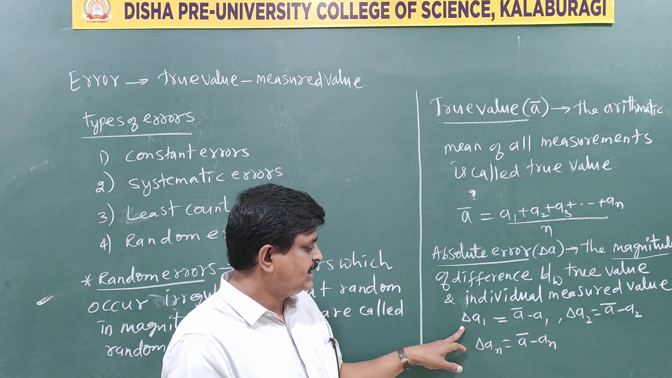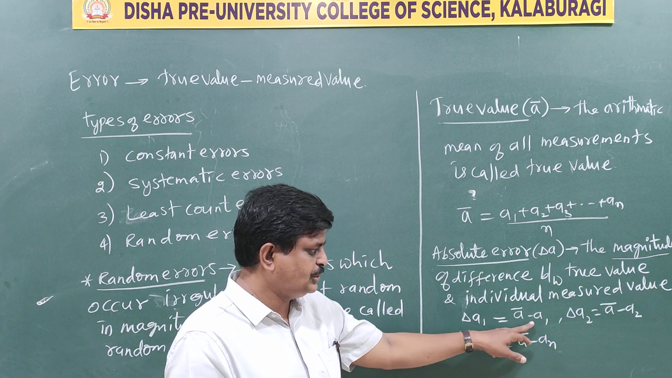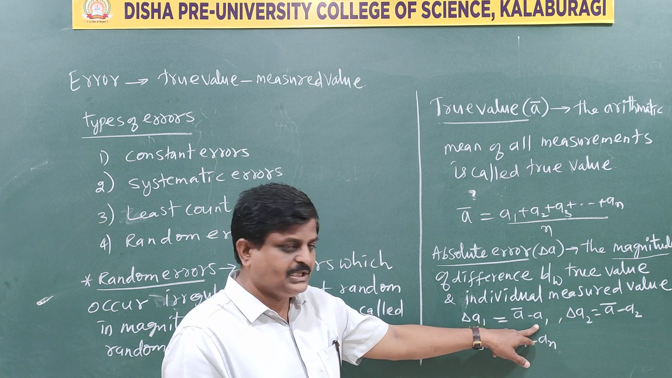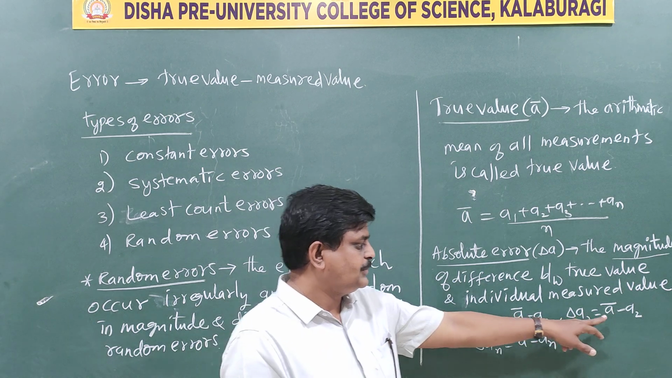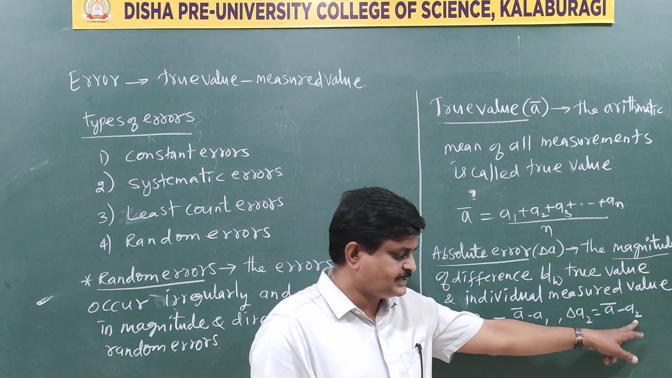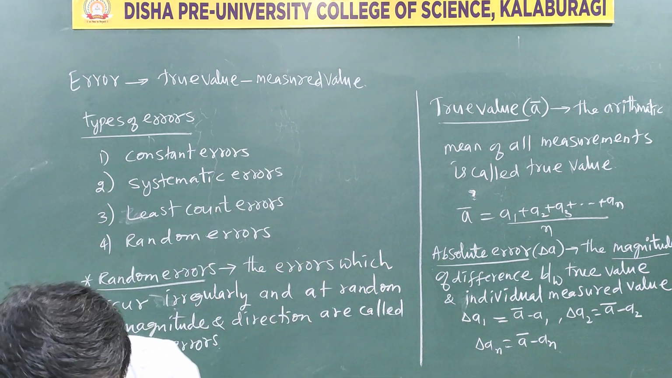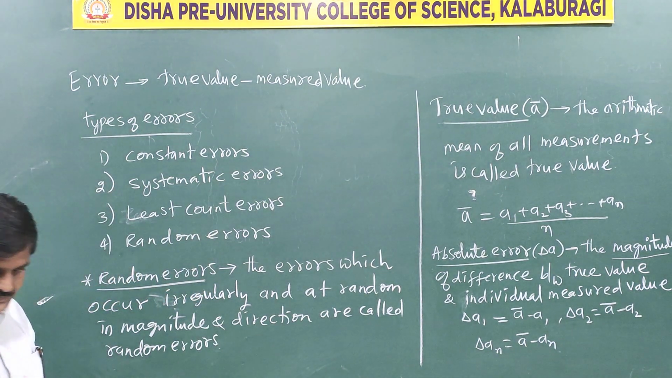The first absolute error, delta A1, will be the true value minus the first individually measured value. The second absolute error will be the true value minus the second trial taken. Like this. Next, we move on to one more concept, mean absolute error.